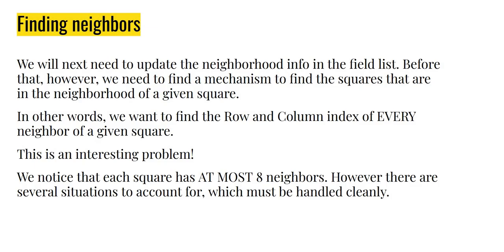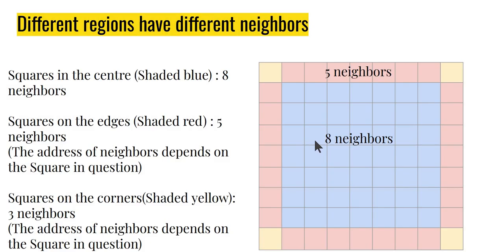But not every square has in fact 8 neighbors, which results in many situations which must be handled cleanly and carefully. Let me just try to illustrate my point here. Basically, I'm going to look at all the squares and think of them as being in 3 categories. First, I have the center squares, which are those which are shaded, let's say in blue over here. Basically, these squares have all 8 neighbors.